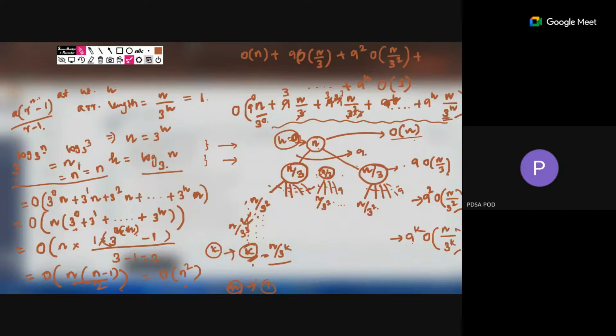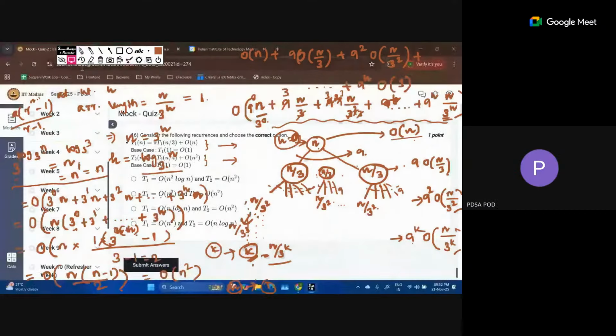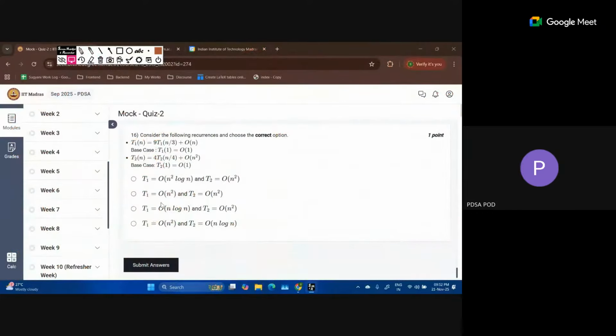Did I make any mistake or is this correct? Yes, so that's O of n square. Second one was the answer, right? Yes, O of n squared is correct for T1. I was solving T1 only. I am not solving T2. You can solve T2.